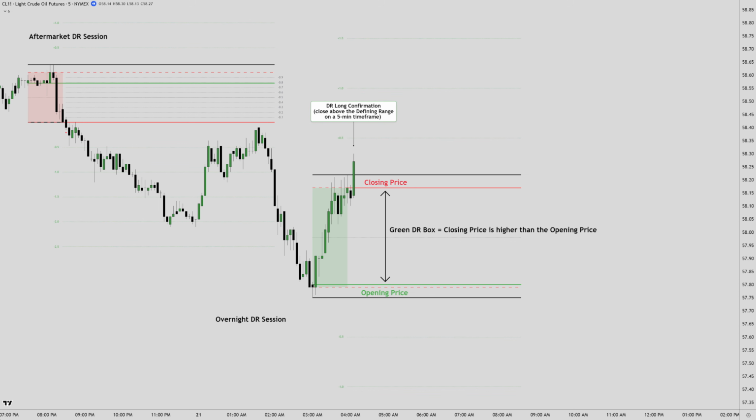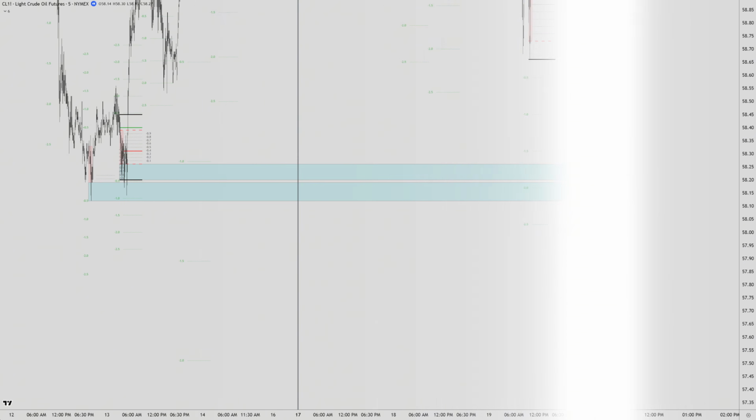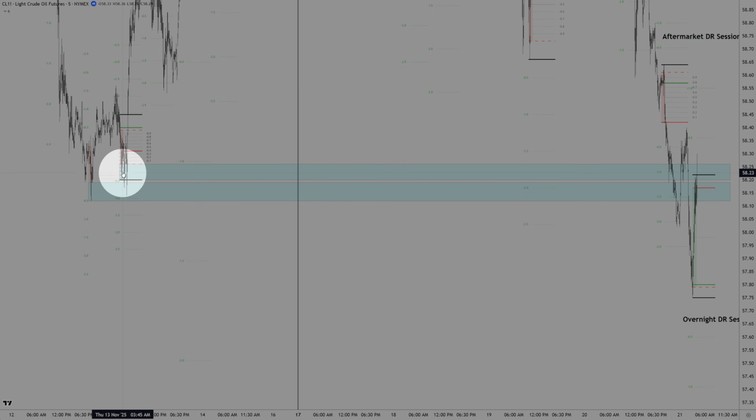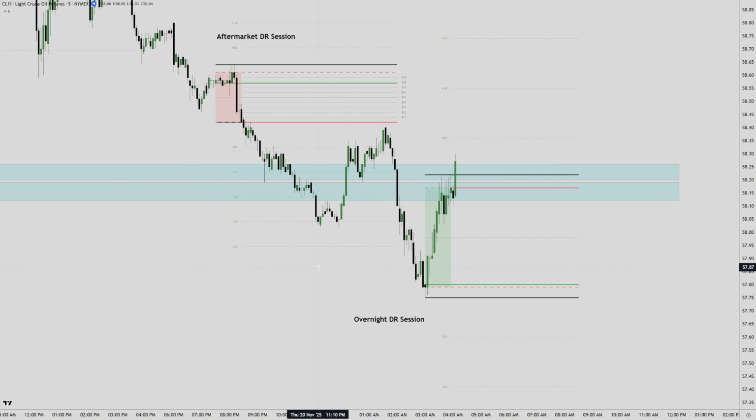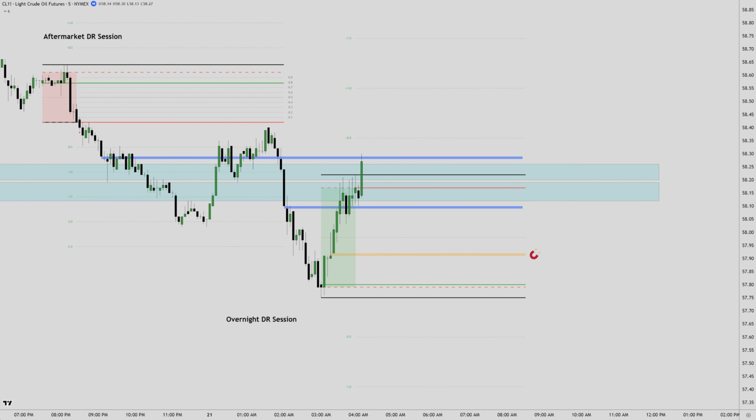Crude oil confirmed long almost immediately after the overnight session closed green. The closing price is above the opening price, signaling strength. 2 DR session levels from the previous week aligned with the current range, and these should always be extended because they play a crucial role in decision making. As always, toggle on and off the imbalances and previous DR levels as needed.